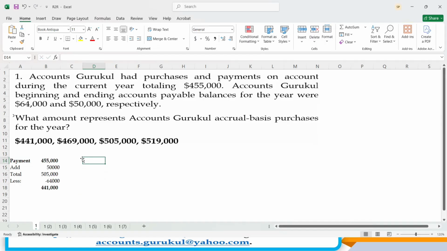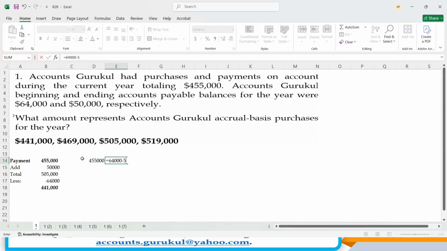If you're going to do it another way, how much is the total paid? That's 455,000. How much is the closing balance? That's 50,000, which is also going to be added. The total payments on account during the current year totaling 455,000 is actually paid. Then we have the closing balance of 50,000, and 64,000 pertains to the opening balance. So 455,000 is the total paid, and now the opening balance is 64,000.